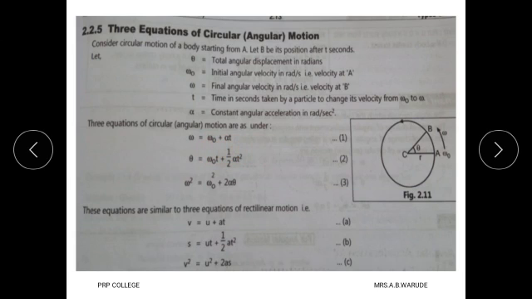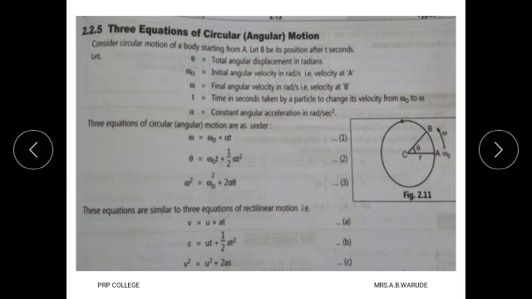Then the second equation. Here in the second equation, s is linear displacement. For angular displacement, we write theta equals u, the initial velocity, and for angular motion omega 0 is the initial velocity. Therefore, you write omega 0 into t plus half, where alpha is the angular acceleration, and t square. Therefore, the second equation of angular motion is theta equals omega 0 t plus half alpha t square.